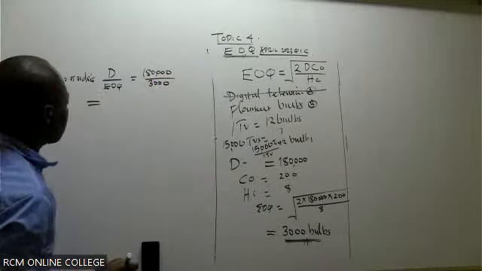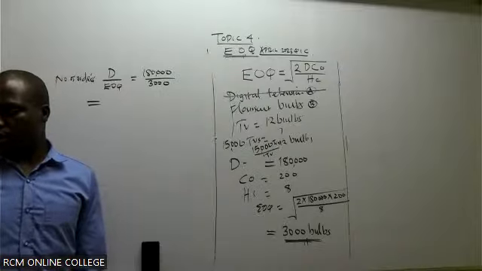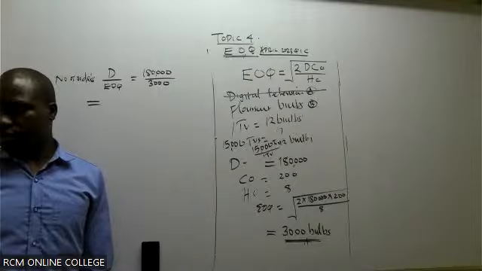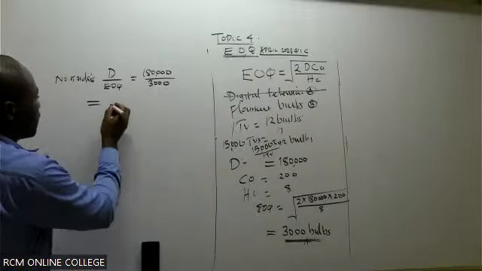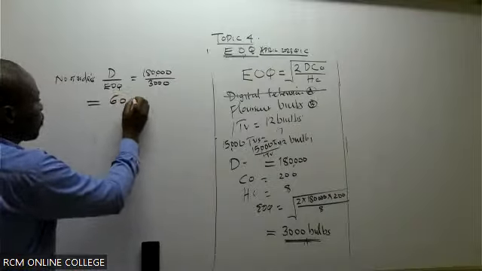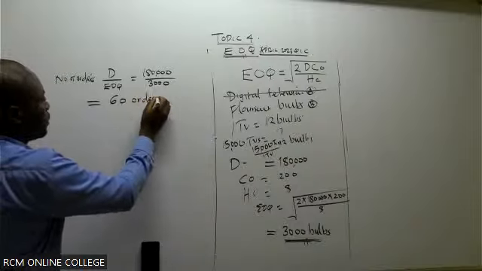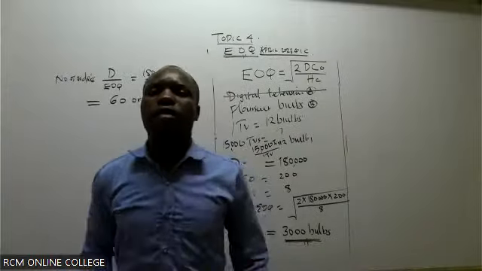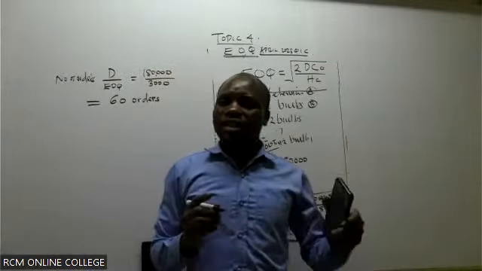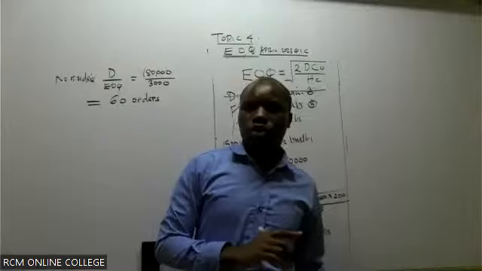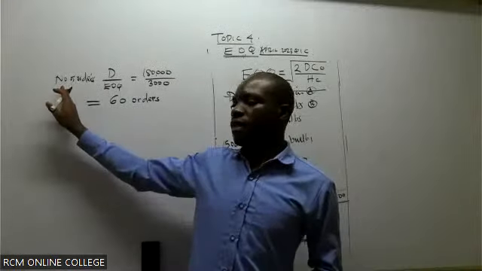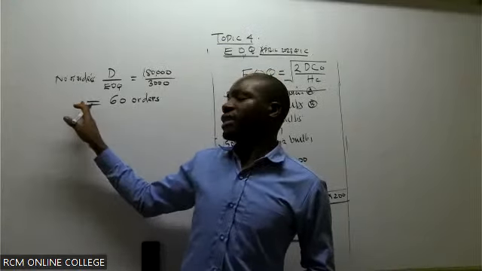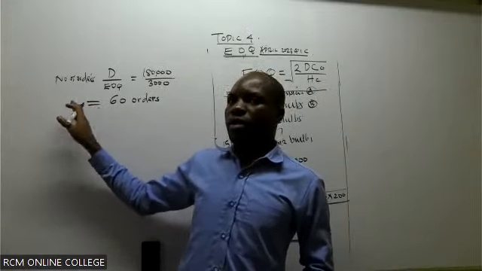So how many orders do we have there? We have 60 orders that they're supposed to make for the entire year. The last two questions that we've been able to do were asking us the number of orders, or the frequency.